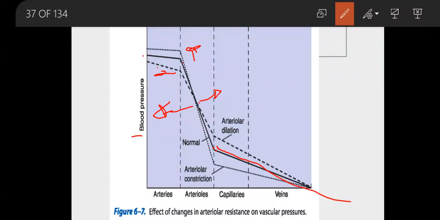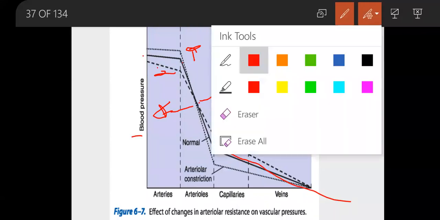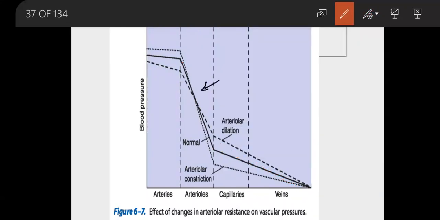And when you vasoconstrict the arterioles, what happens upstream? You increase the pressure. But what happens downstream? You decrease the pressure. So you allow reabsorption. This is when you vasoconstrict the arteriole.